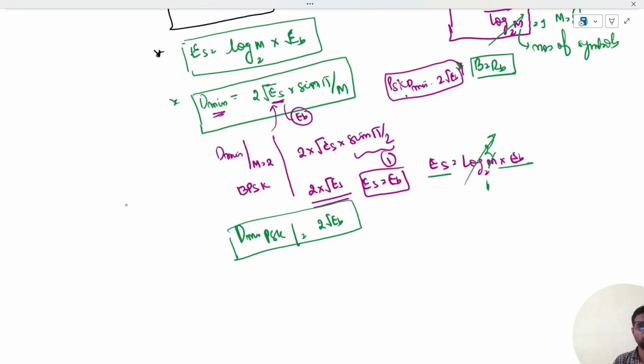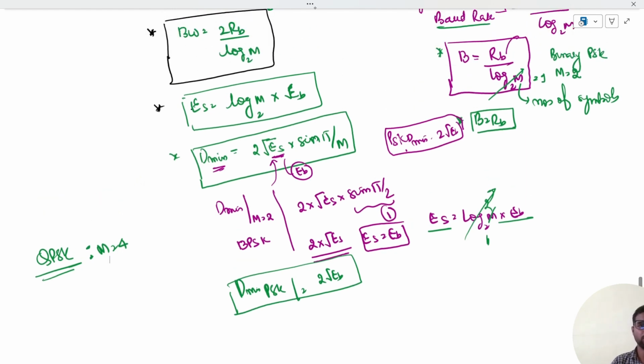So now when we talk about the QPSK, quadrature phase shift keying, obviously we are meaning that M equal to 4, and 4 symbols are being transmitted. So in the case of M, you put here 4, here 4, here 4. So let us calculate D minimum. D minimum will be equal to 2 root over ES into sine pi by 4. The value of sine pi by 4 is nothing but 1 upon root 2.